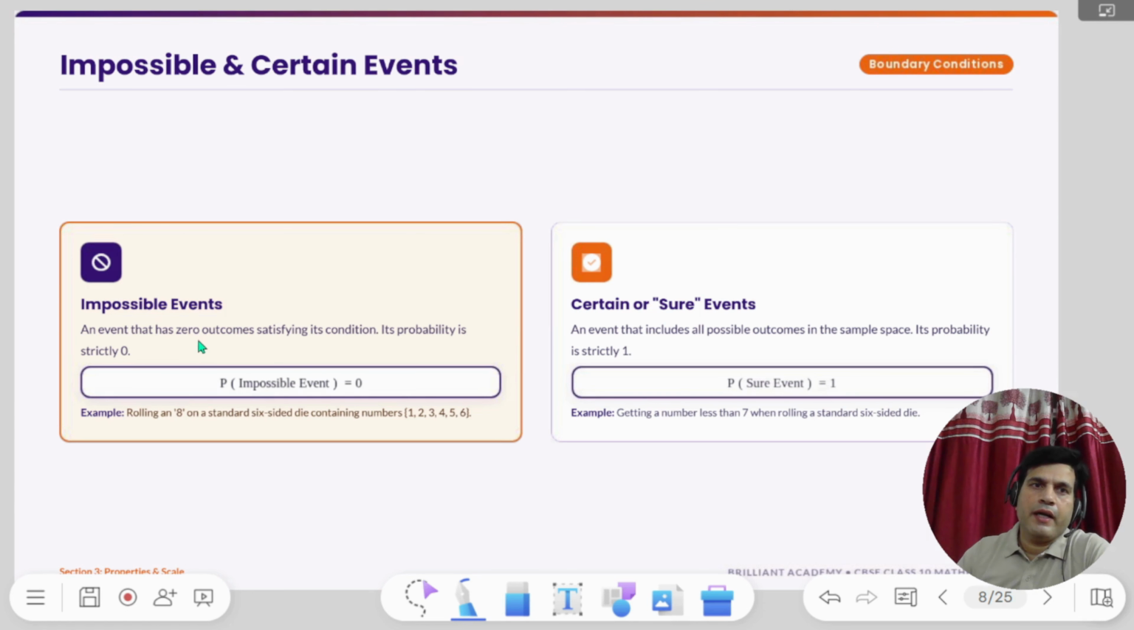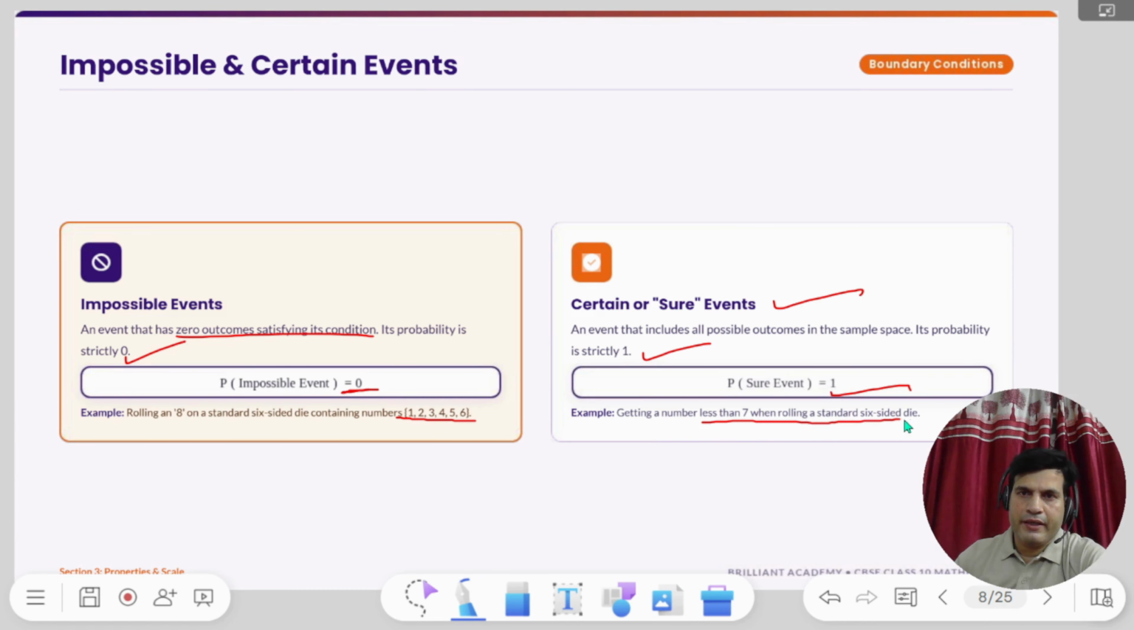Impossible event: an event that has no outcome satisfying its condition, its probability is strictly 0. Like the probability of an impossible event will be 0, for example rolling 8 on a standard dice containing numbers 1 to 6, which is impossible. A sure or certain event is an event that includes all the possible outcomes in the sample space, its probability is strictly 1. For example, getting a number less than 7 when rolling a standard 6-sided dice is a sure event.